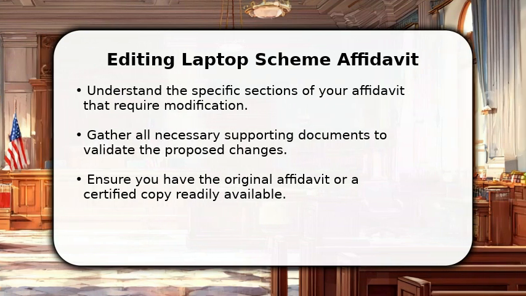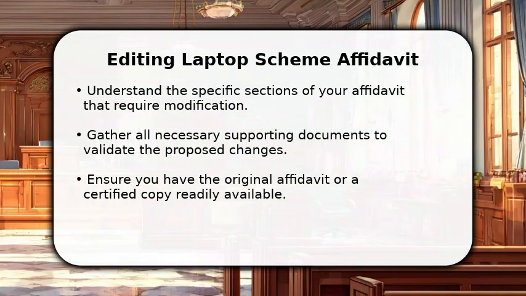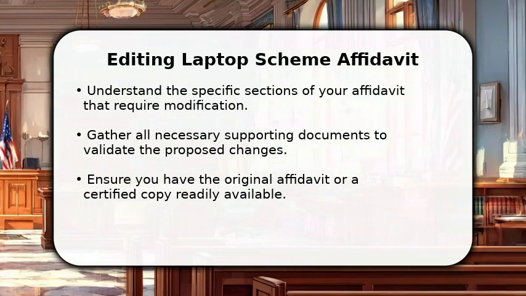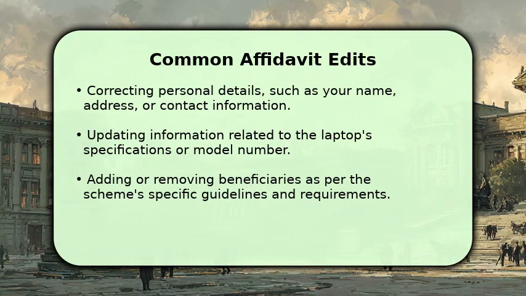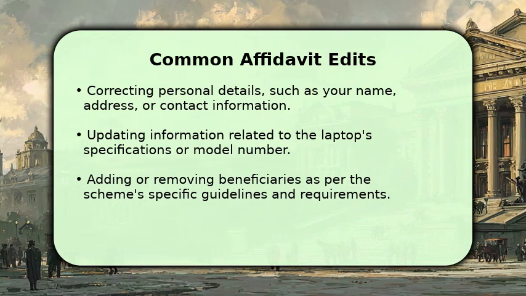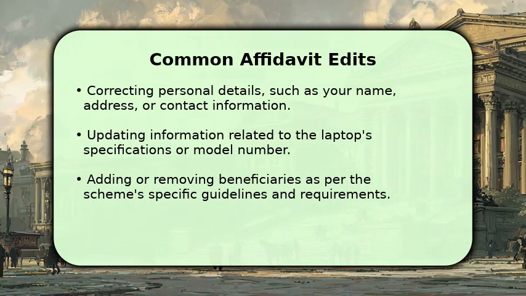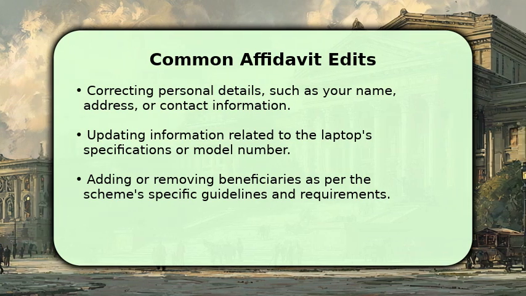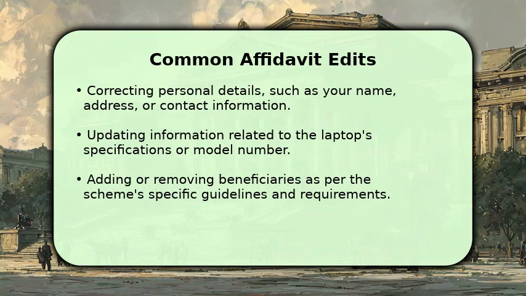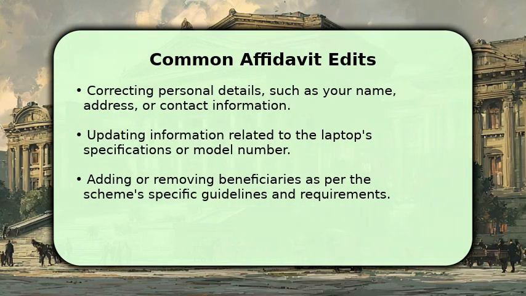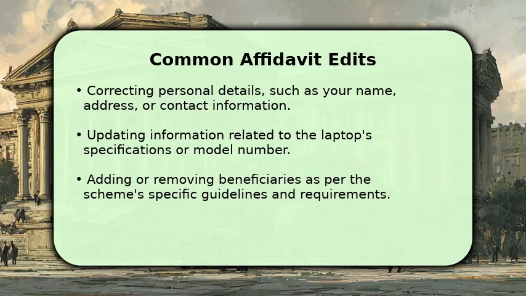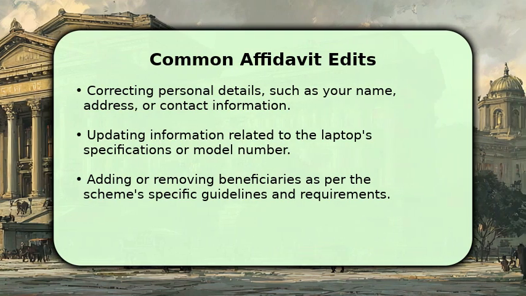Finally, always work with either the original affidavit or a certified true copy to maintain legal integrity throughout the editing process. Common edits often involve correcting minor discrepancies in personal information, like a misspelled name or an outdated address. You might also need to update details about the laptop itself, such as its serial number or model, if there was an initial error. Furthermore, some schemes allow for changes in beneficiaries, requiring you to add or remove individuals, ensuring all updates align with the scheme's terms and conditions for eligibility.